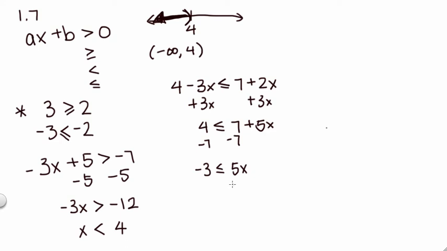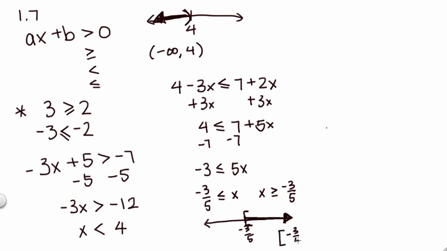And finally, I need to divide by 5. So I get -3/5 is less than or equal to x. Just keep in mind that this is the same thing as saying x is greater than or equal to -3/5. Right? So on a number line, that looks like, if I have -3/5, x is greater than or equal to, so I'm going to have a bracket facing that way, and it's going to be everything on this side. And in interval notation, that's going to look like -3/5, comma, infinity, parentheses.